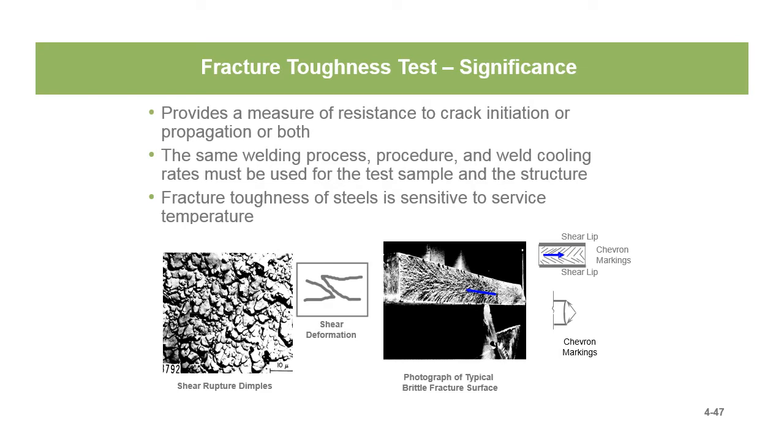Fracture toughness test, the significance. It provides a measure of resistance to crack initiation or propagation or both. The same welding process, procedure, and weld cooling rates must be used for the test sample and the structure. Fracture toughness of steels is sensitive to service temperature. Service temperature is a biggie.